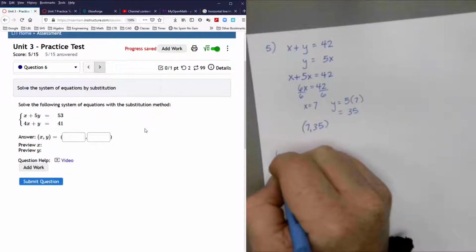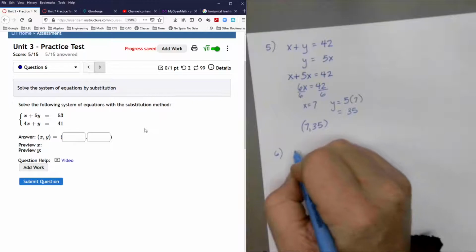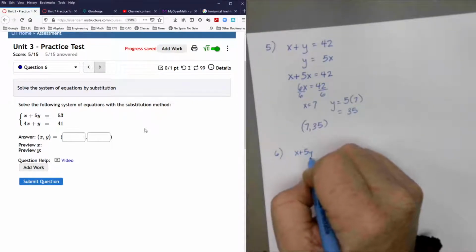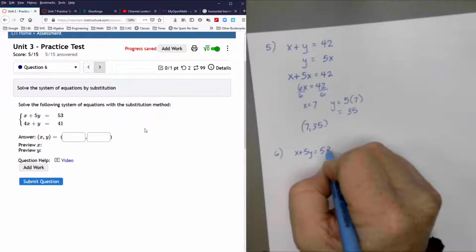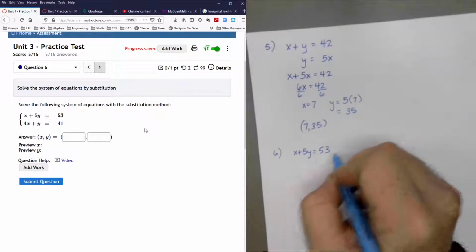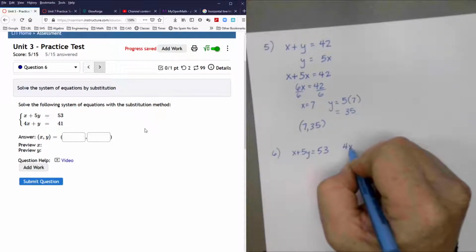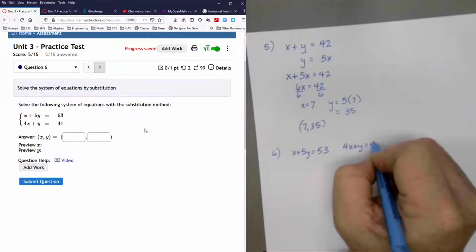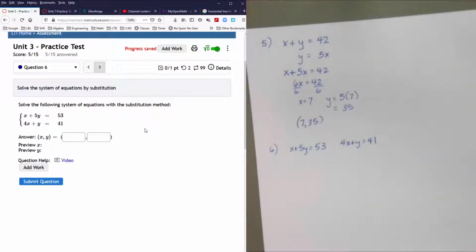Question 6, they're asking you to do the substitution method as well. So here I have x plus 5y is equal to 53, and I have 4x plus y is equal to 41. So again, I need to use the substitution method.